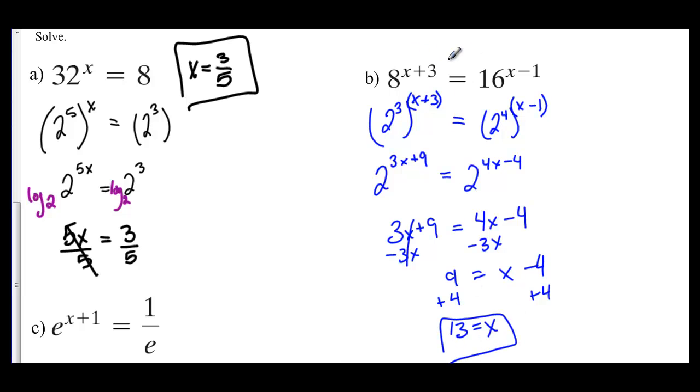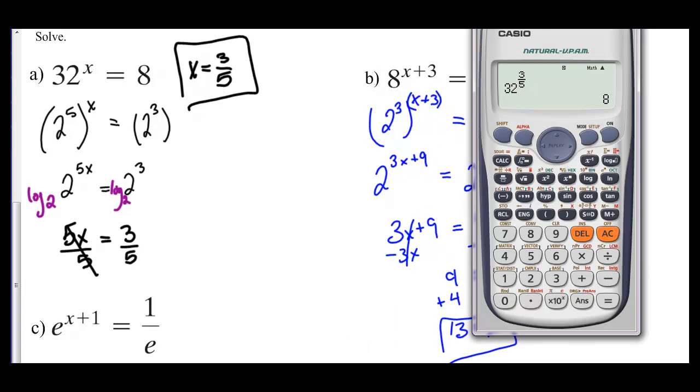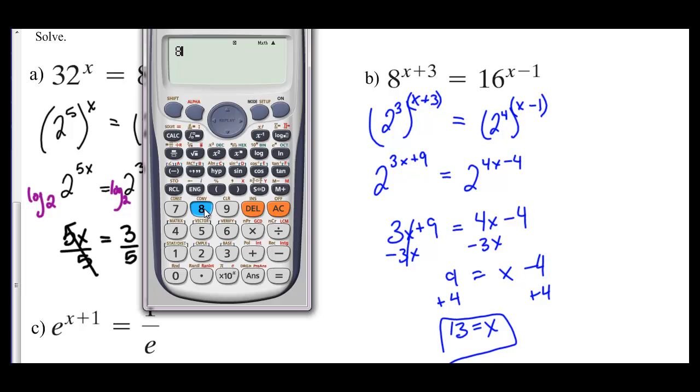We can plug that in to double check. So we have 8 to the 13 plus 3, or 8 to the 16th power. 8 to the power of 16 is going to give us this nice long number, times 10 to the 14th. And we're hoping that when we do 16 to the power of 13 minus 1, which is 12, so 16 to the 12th power, we're going to get the same thing. And sure enough, we do. So we for sure have gotten the right value for our x.